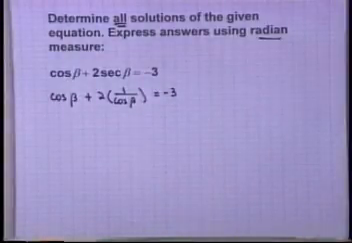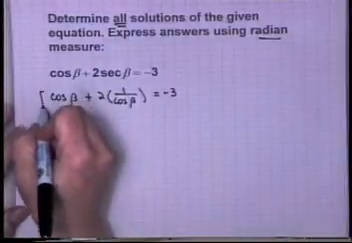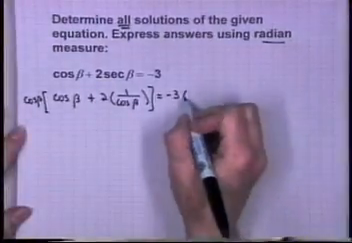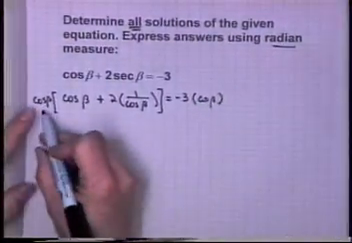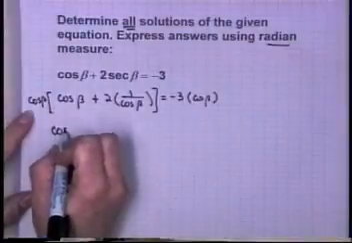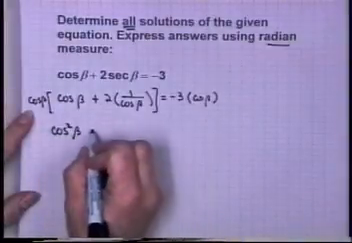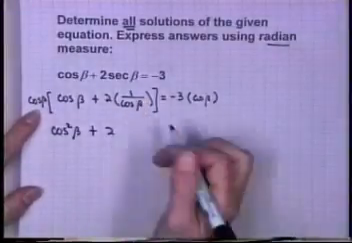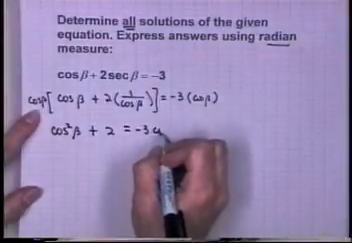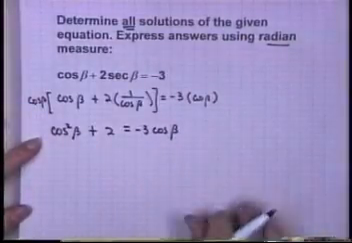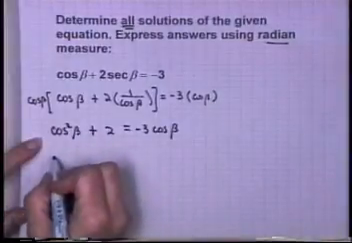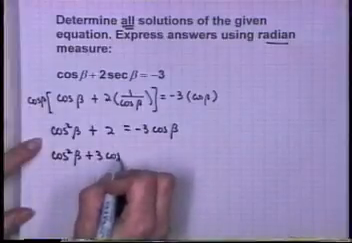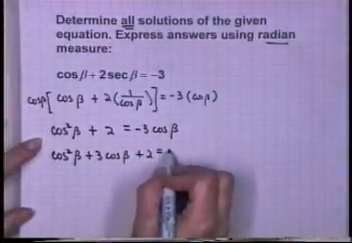Now, what I'm going to do here is clear the fraction. So I'm going to multiply both sides of this equation by cosine beta. So cosine beta times cosine beta is cosine squared beta. Notice in the second term I'm going to get a 2 because 1 over cosine is going to cancel the cosine here. Equals negative 3 cosine beta. Now let's pull this over here and put this in standard form for a quadratic. Cosine squared beta plus 3 cosine beta plus 2 equals 0.